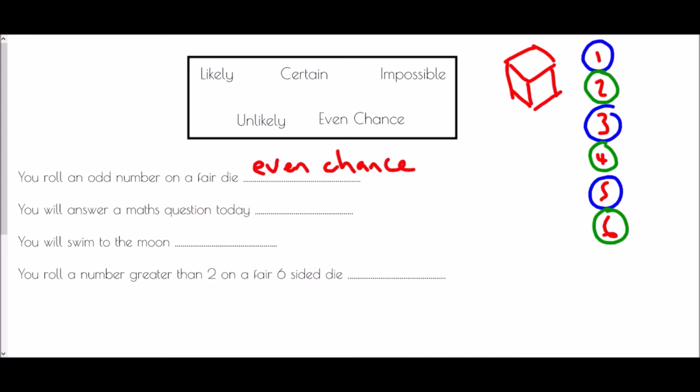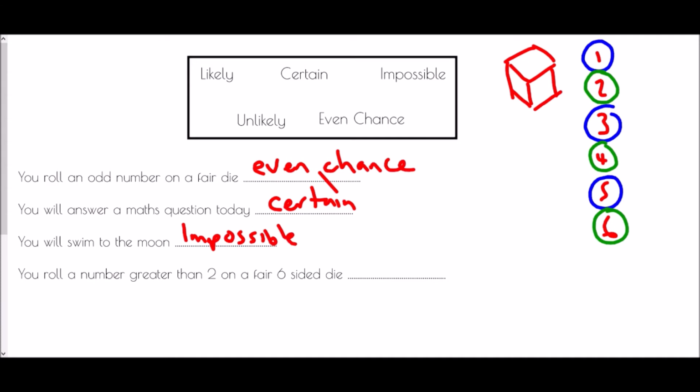The next one, you will answer a maths question today. Well, the fact that you are watching a video on finding probability, that is a maths situation, and so you are answering maths questions. You are certain to do that. You will swim to the moon. Well, let's just take one thought about getting from Earth to the moon. Well, there's no water. Therefore, that is absolutely impossible.